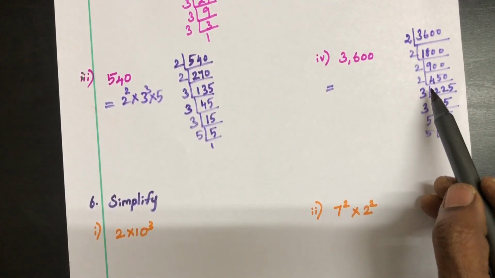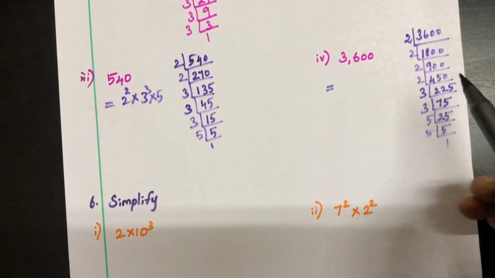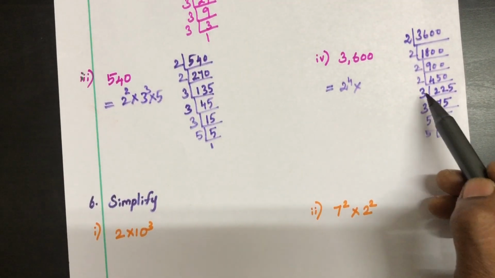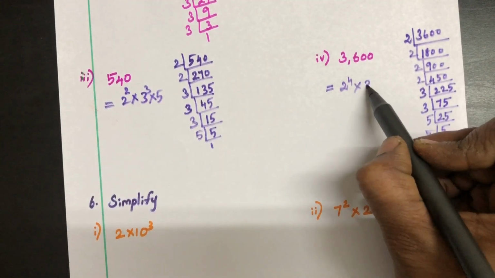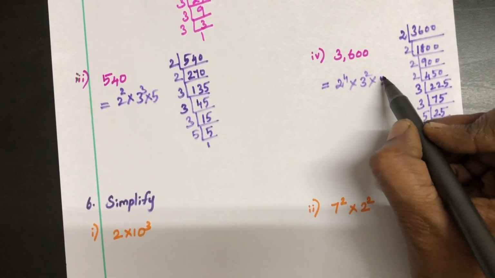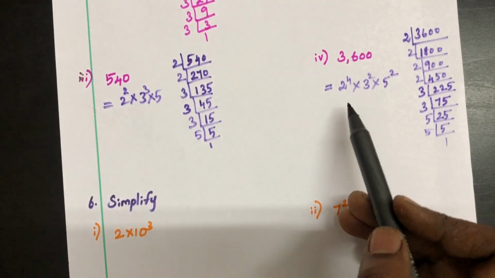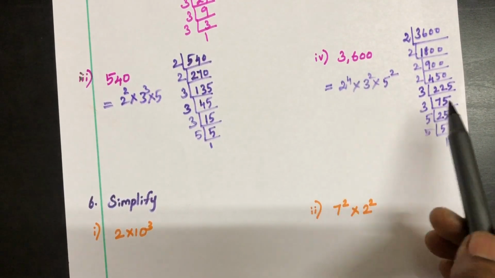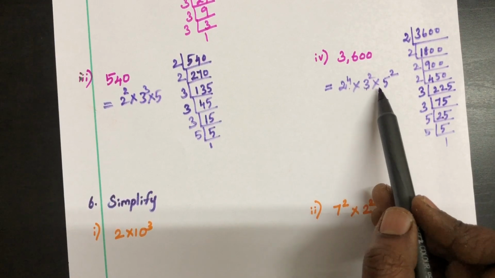How many 2's present here? 1, 2, 3, 4. 2 power 4 into how many 3's present? 1, 2. 3 square. How many 5's present? 1, 2. 5 power 2. This is the exponential form for this 3600. 2 power 4, 3 square, 5 square.